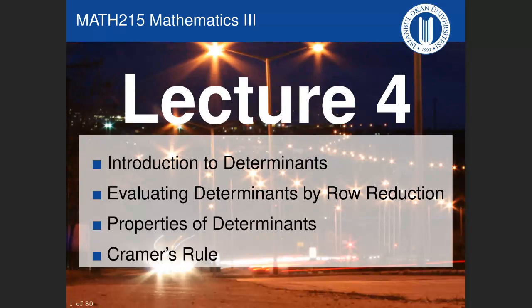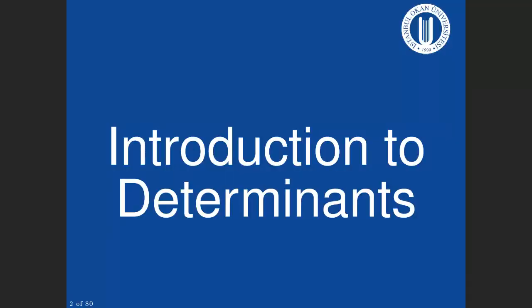Welcome to lecture 4. This week I'm going to be talking about determinants. We'll start with an introduction to determinants, and then we'll see how to evaluate determinants by using row reduction. We'll talk about the properties of determinants, and then we'll finish by talking about Cramer's rule. So first, an introduction to determinants.